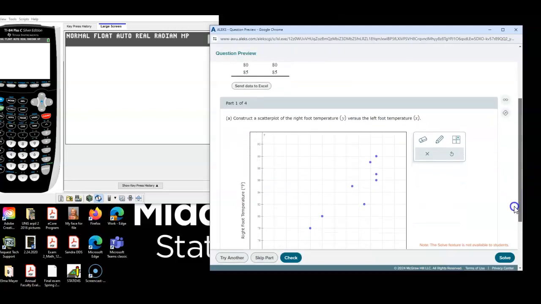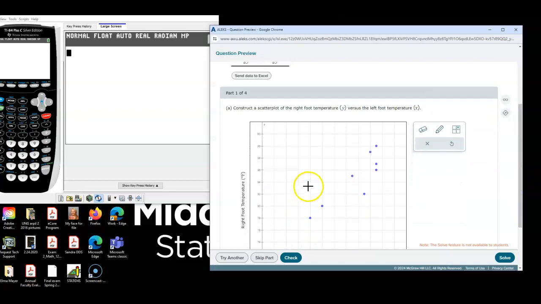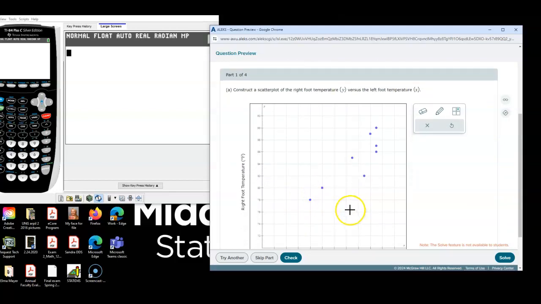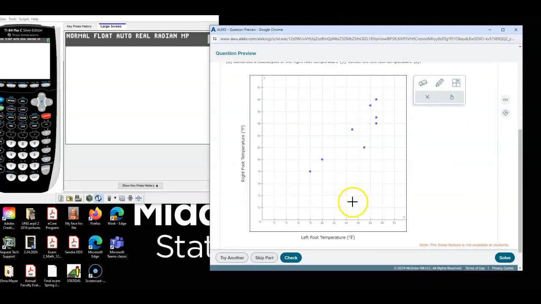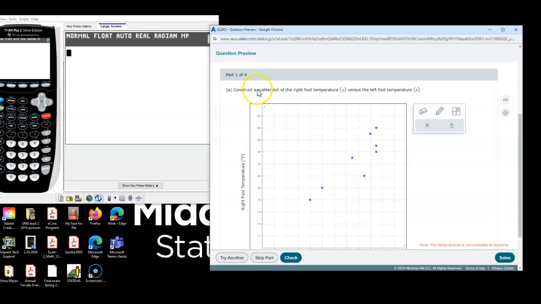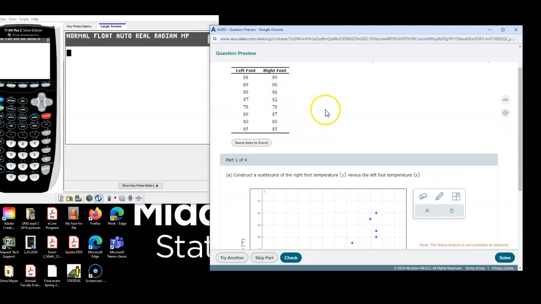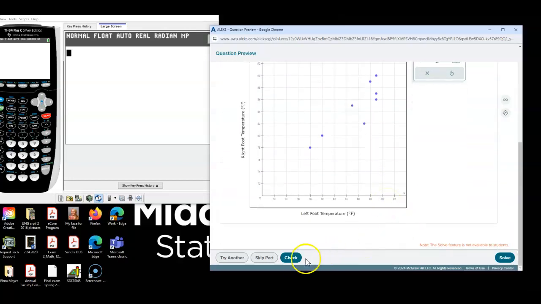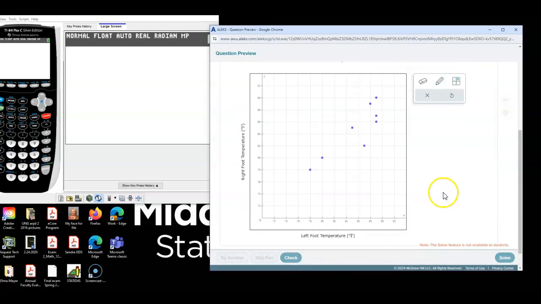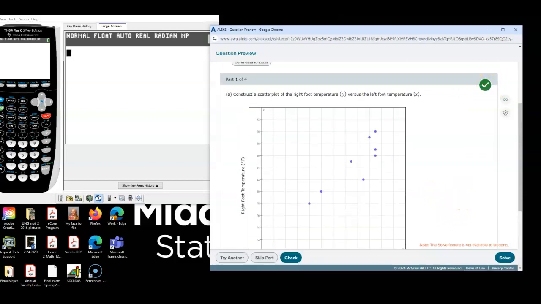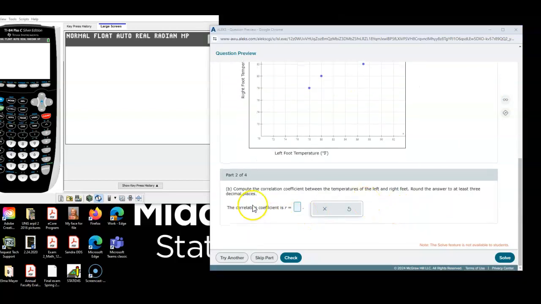Here are the points that were plotted on the axes. So look at this, we constructed a scatter plot. This is the scatter plot for this particular data set. The next question. Once you check and see that you have a green check mark, that means it's correct.